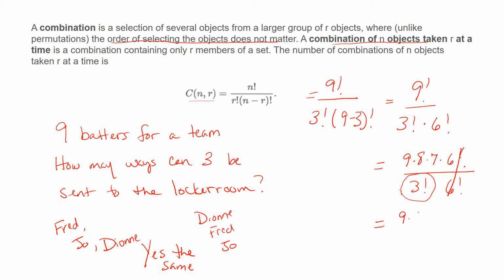So that's 9 times 8 times 7 over 3 times 2 times 1. I don't have to write it all out: 3 goes into 9 three times, 2 goes into 8 four times. So there's 56 different ways, or 56 different combinations, I should say, that I could send 3 people to the locker room.